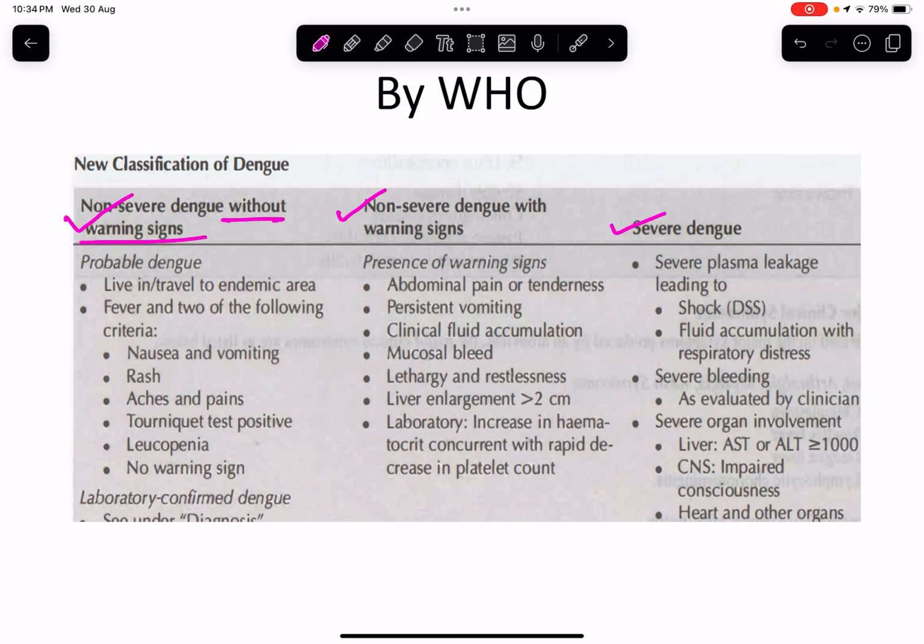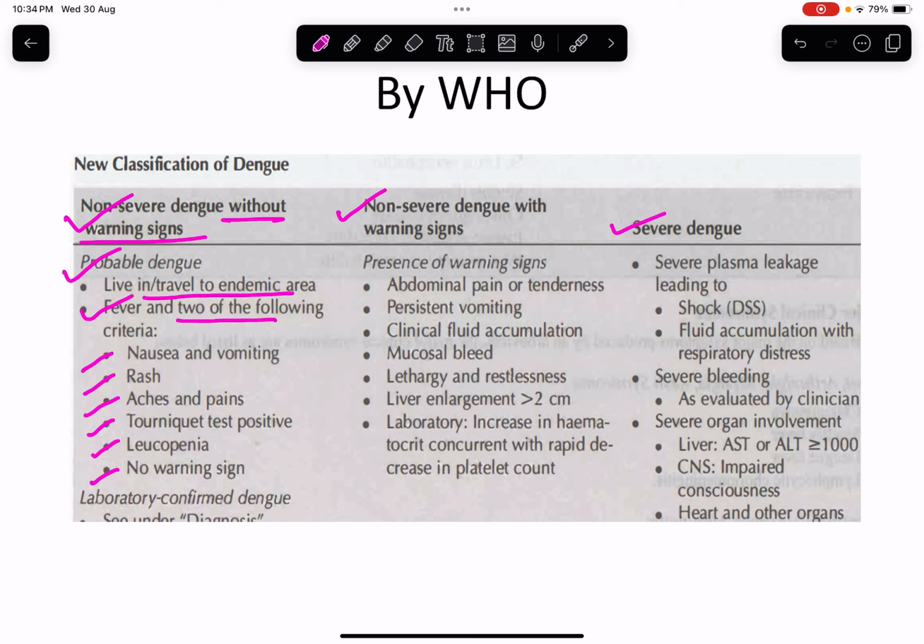Okay, how do we know it? Probable dengue if the patient lives in an endemic area or is traveling to an endemic area. Patient is having fever and two of the following criteria. Two of the following means nausea, vomiting, rash, aches and pains, tourniquet test positive. I'm going to describe what is a tourniquet test, leukopenia and without any warning sign.